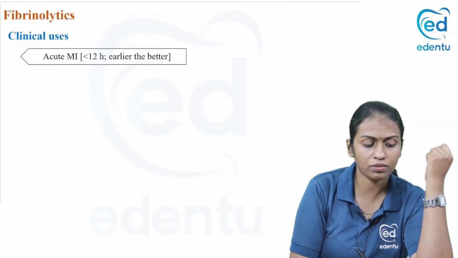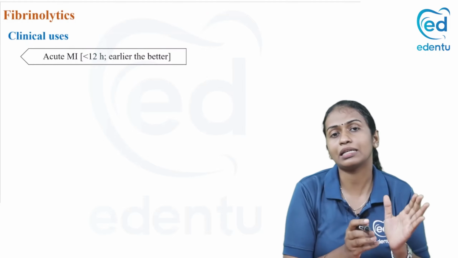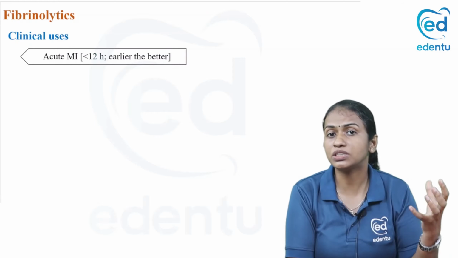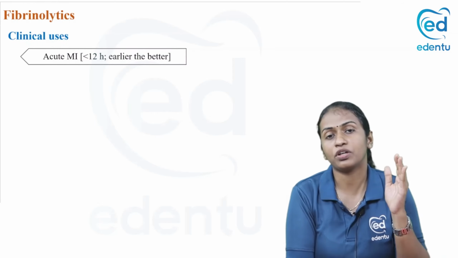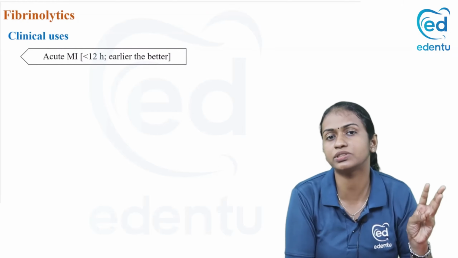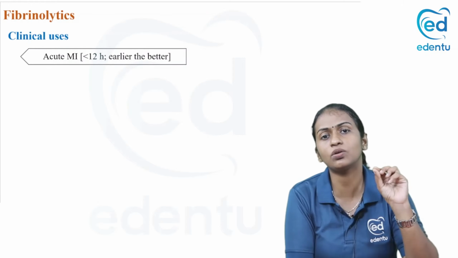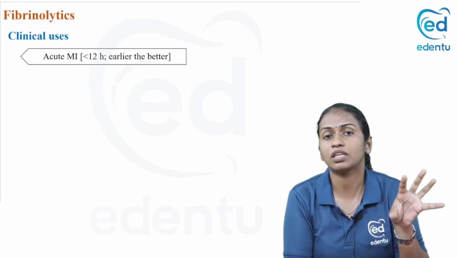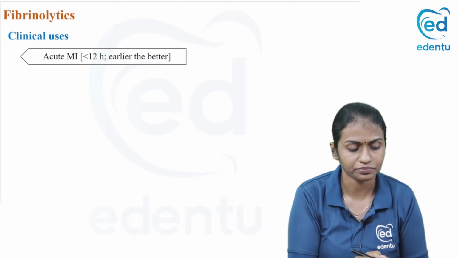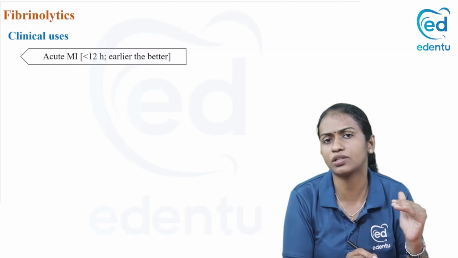Okay. So the first one is acute MI. The earlier, the best. At least you should try to give it within 12 hours of onset of MI. 3 to 6 hours is ideally the best time. If you are able to take the patient within 1 hour to the hospital and do this therapy, very good, because it can canalize the occluded blood vessels, prevent the area of necrosis and preserve the ventricular function.